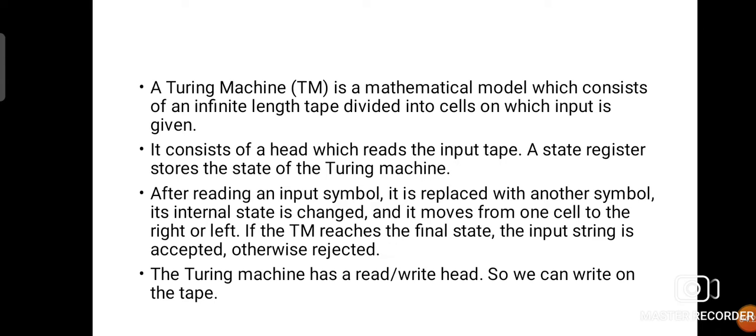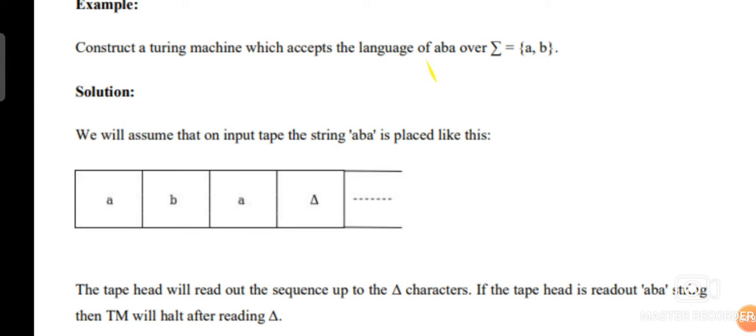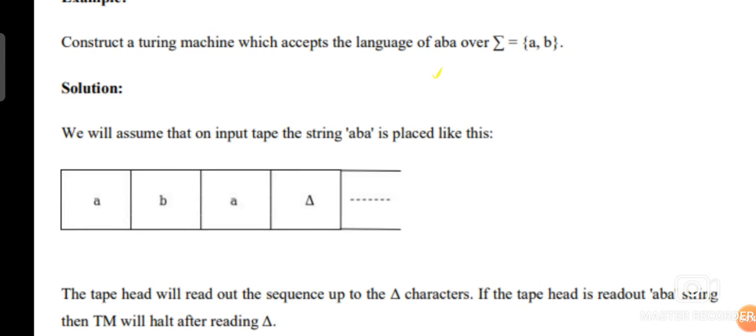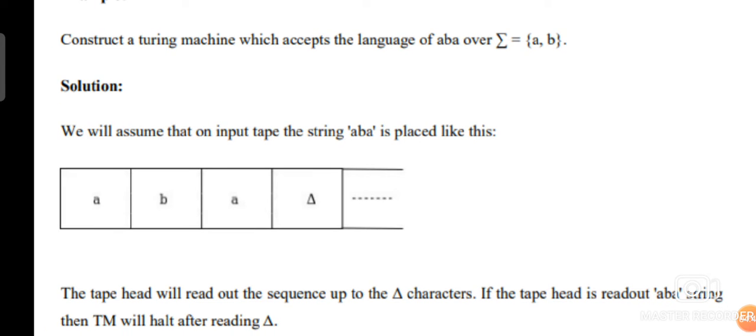Finally, sometimes the system will reach the final state. If the Turing machine reaches the final state, then we say the input string is accepted, otherwise rejected. Now we can see one example. Construct a Turing machine which accepts the language ABA over the set of input alphabet {A, B}.